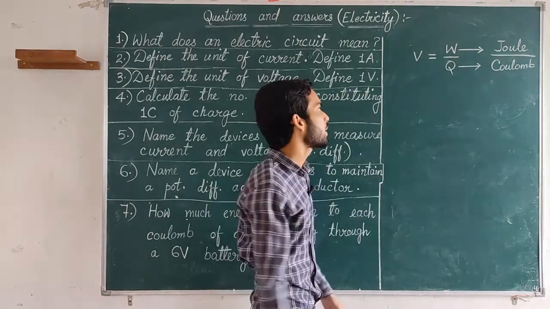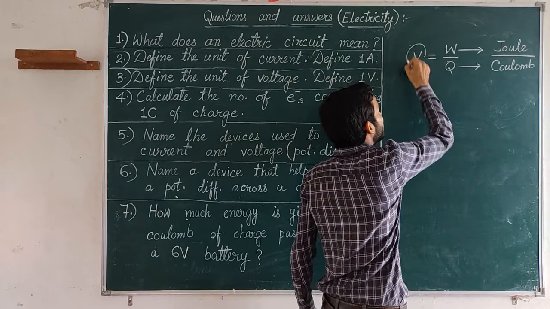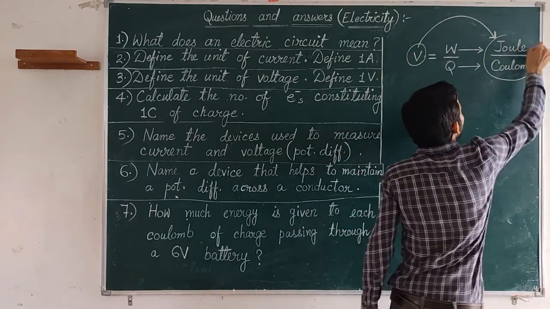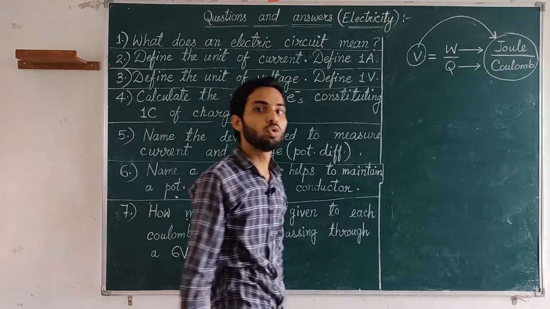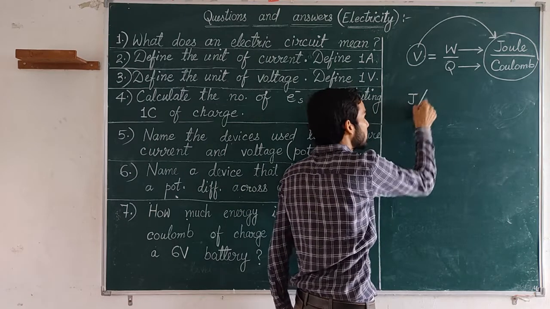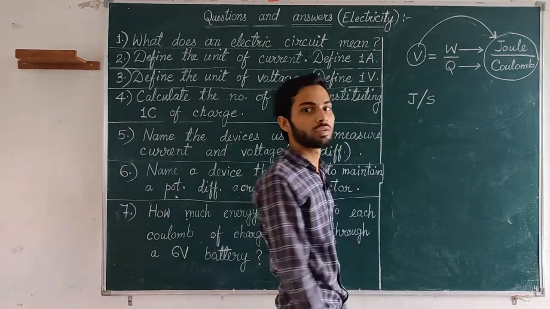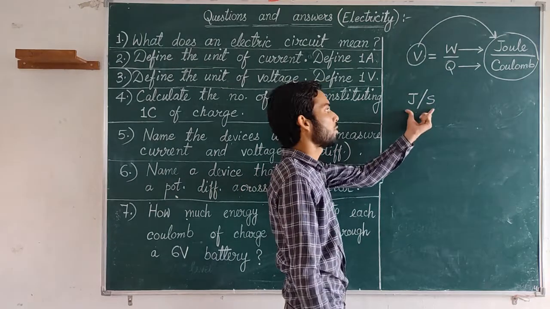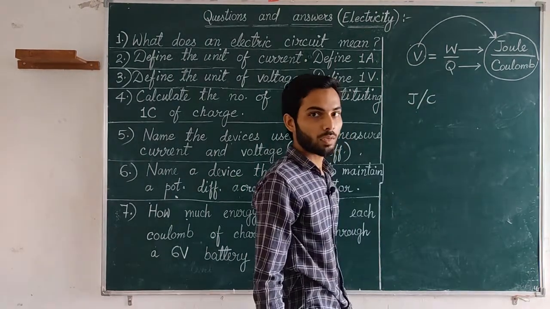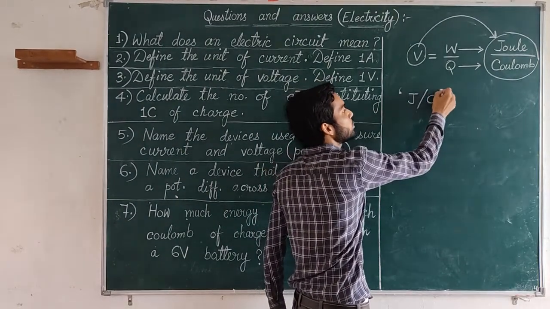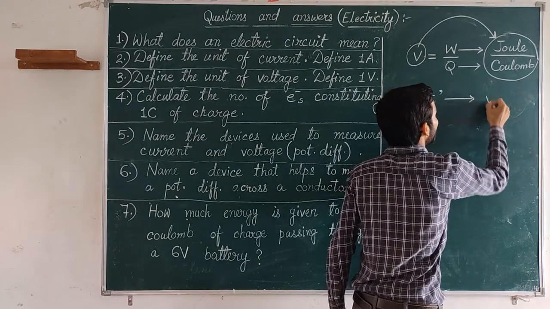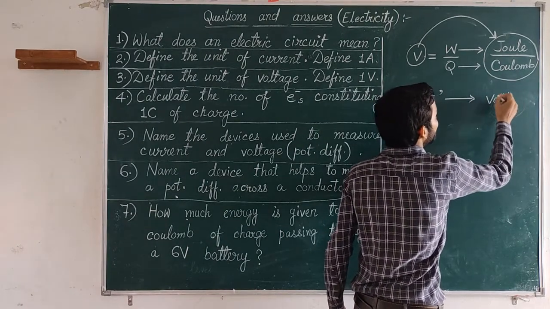So from here we can conclude that the unit of voltage or potential difference is joule per coulomb. In short form we can write it like this. Okay, this is the short form of joule per coulomb. And there is also a special name of it. What is that special name? This is volt, V for volt.